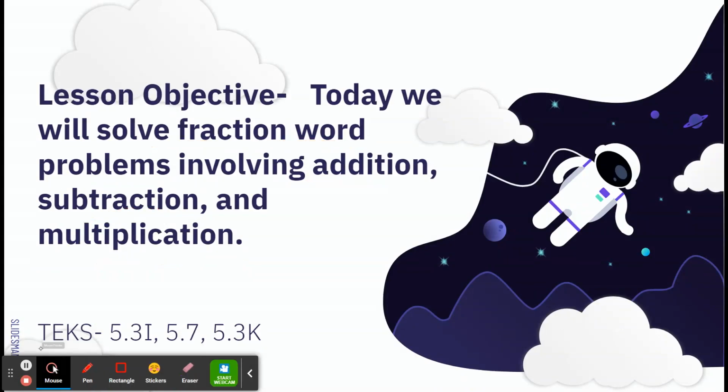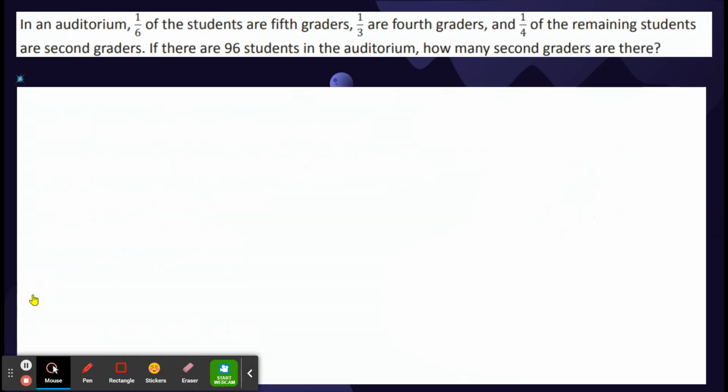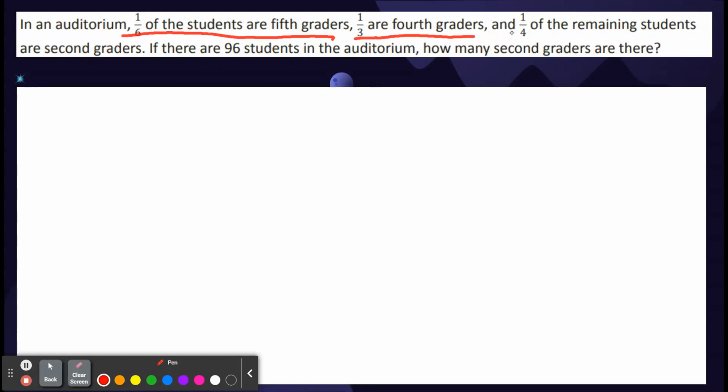All right, let's take a look at our problem for today. So, our problem says in an auditorium, 1/6 of the students are fifth graders, 1/3 are fourth graders, and 1/4 of the remaining students are second graders. If there are 96 students in the auditorium, how many second graders are there?